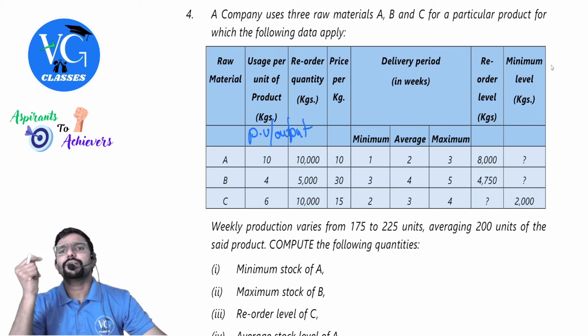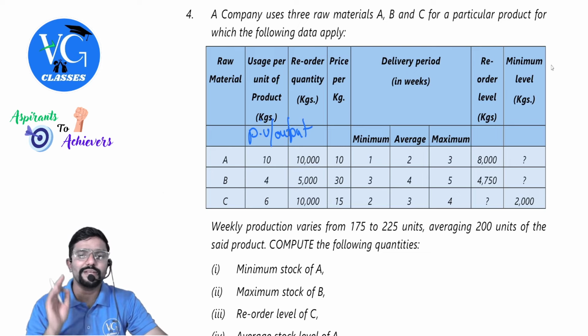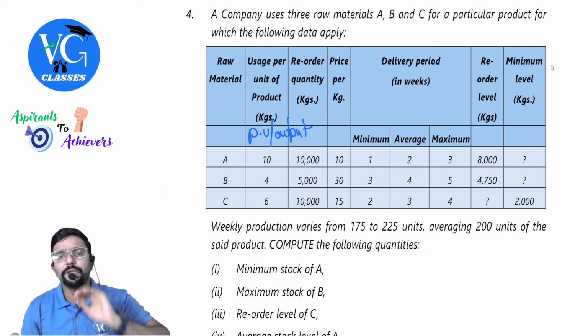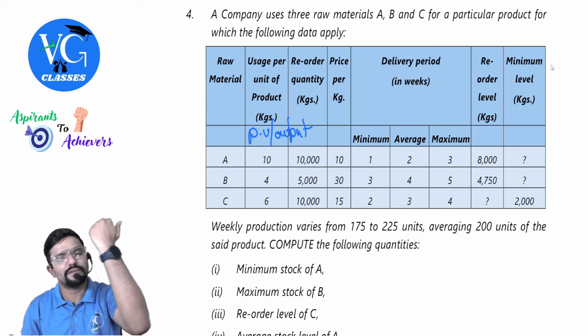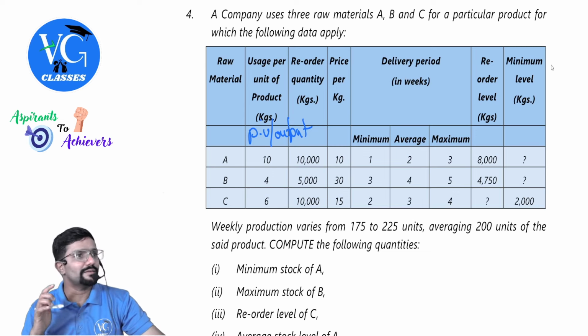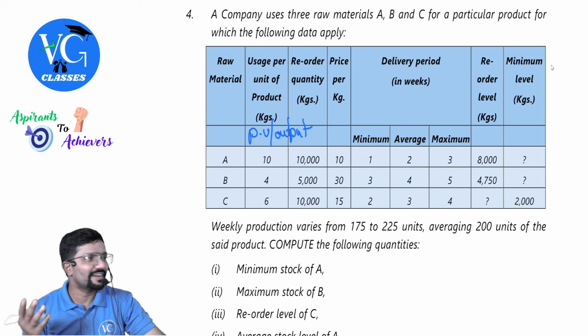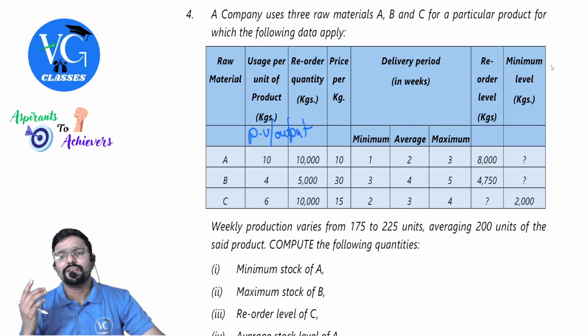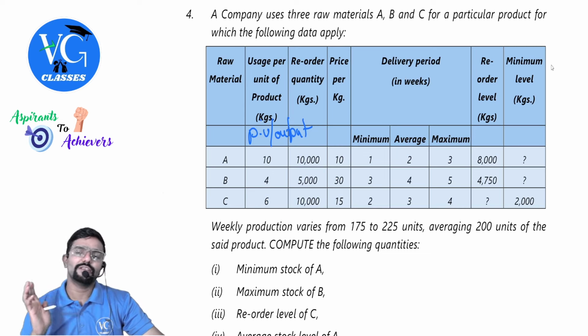Reorder quantity. Raw material price per kg. Raw material delivery period in weeks. Minimum, average, maximum is given. Very good. Reorder level they have given. Good. But for C, question mark, which means we need to find it. Clear? Yes. Minimum level: A and B question mark. C they have given. Okay, sir.